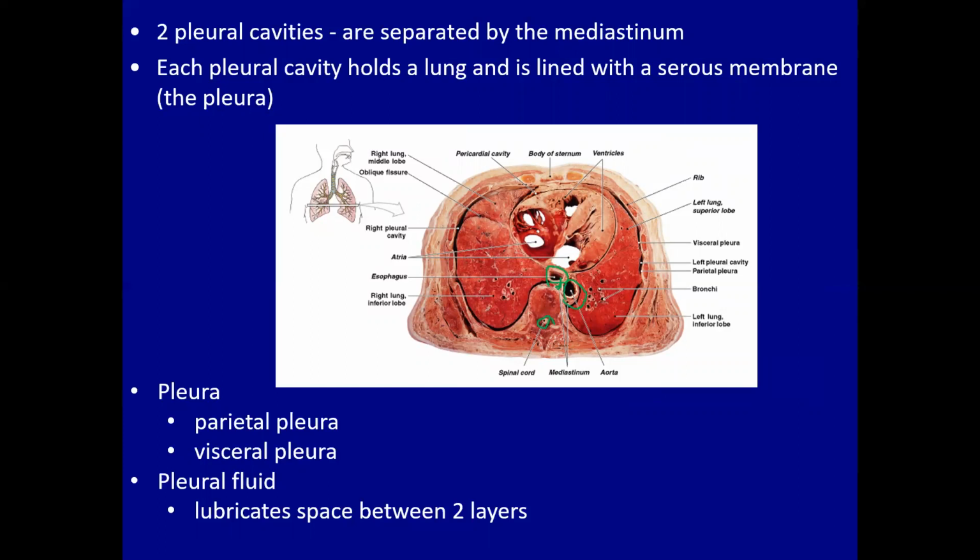So you have these two pleural cavities. Here's your heart. Here's your right pleural cavity. Here's your left pleural cavity. It's lined with the serous membrane. One more time, serous membrane has two parts to it. It has the parietal and the visceral, and there is a fluid in there that lubricates the space between the two layers. Here is the visceral attached to the organ. Here is the parietal lining the cavity.